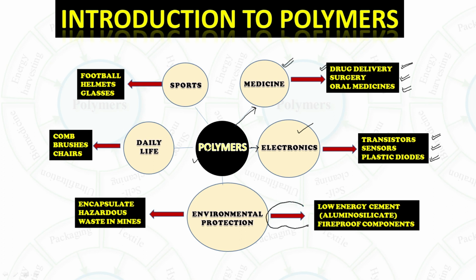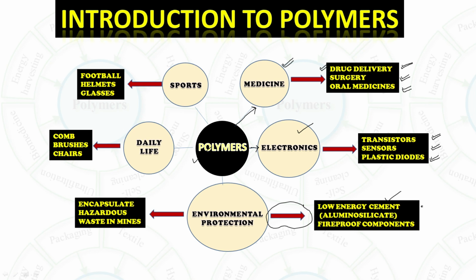Then you can go for environmental protection. This is something very important, because in the current world people are much concerned about the environment. We are directly connected to the environment, and whatever bad thing happens to the environment comes back to us. That's why we are very interested in protecting our environment. In environmental protection also polymers play a very important role. Say for example, low energy cement. This energy is very important, and one basic fundamental is that when energy is very high, the stability of the system is very low. Energy and stability are reciprocal.